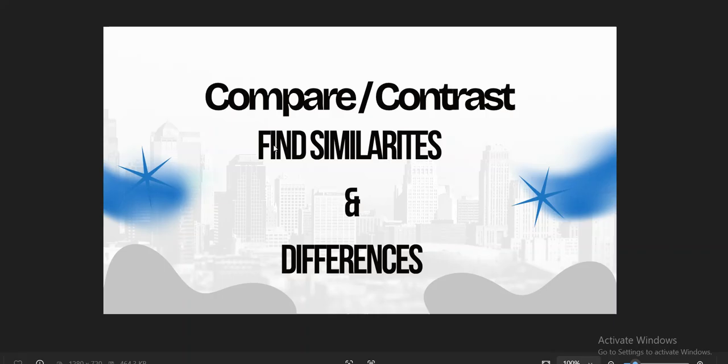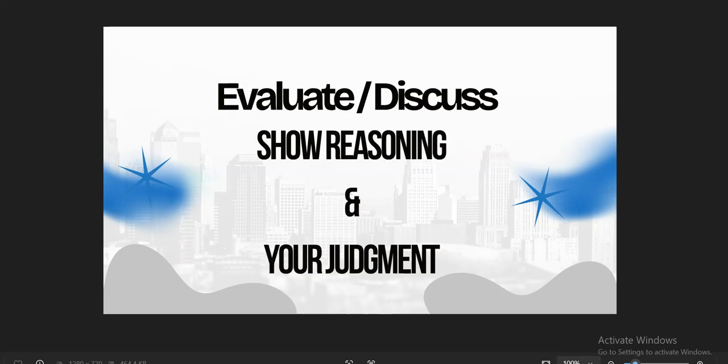Always use linking words like both, however, on the other hand while answering such questions which ask to compare or contrast. Okay, next command word is evaluate or discuss. It shows that you should tell the reasoning and then your judgment. Okay, these are higher level command words, they need balance, reasoning and your judgment.